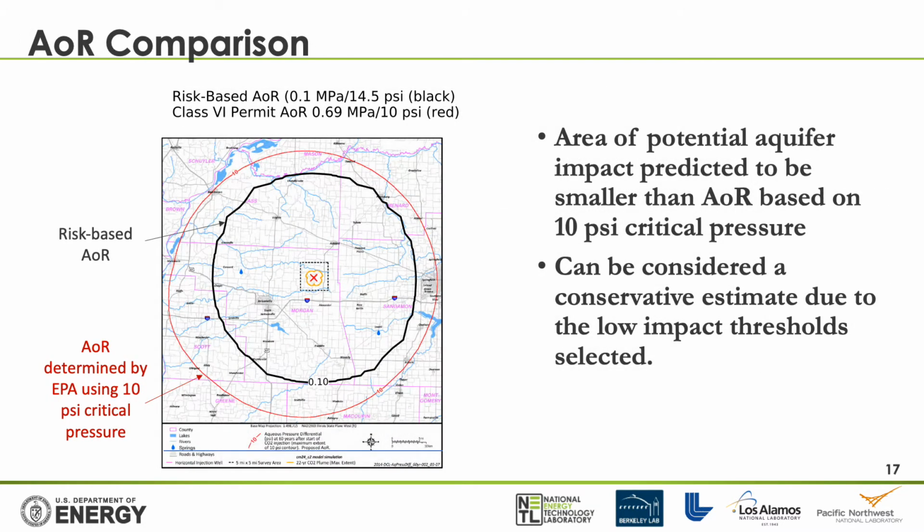The risk-based area of review has a diameter of 38 kilometers compared to the original area of review, which had a diameter of 65 kilometers. The risk-based area of review can still be considered a conservative estimate due to the low aquifer impact thresholds selected.